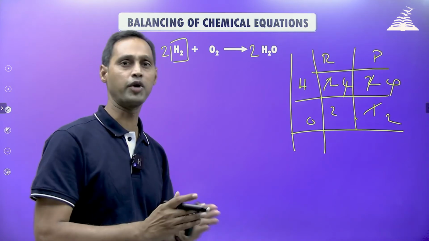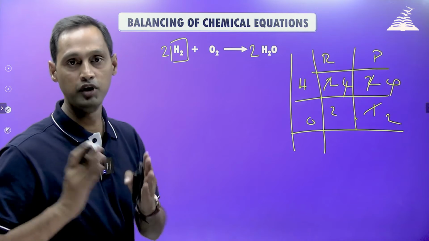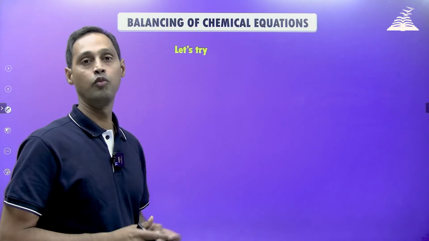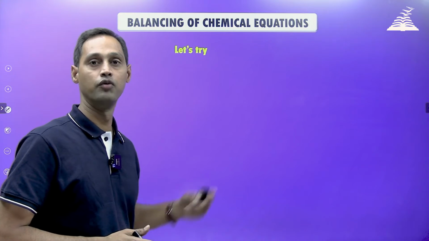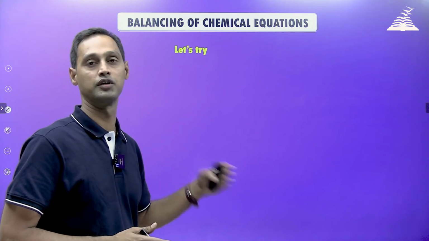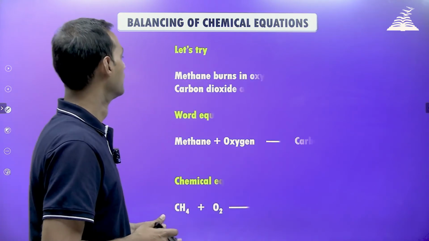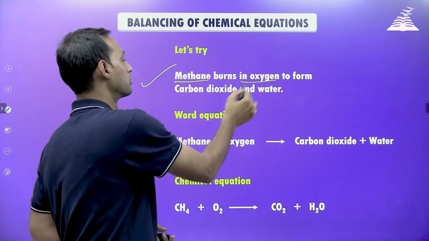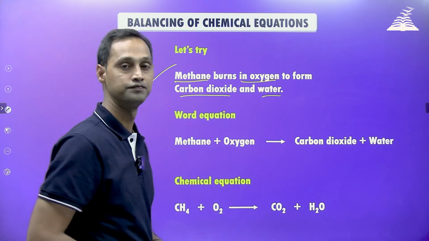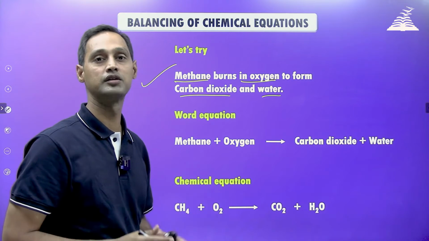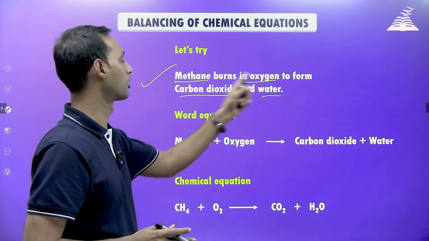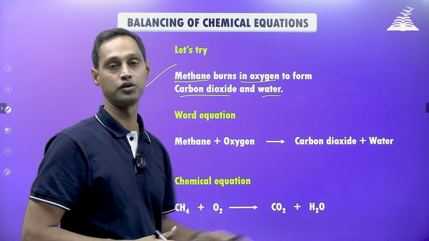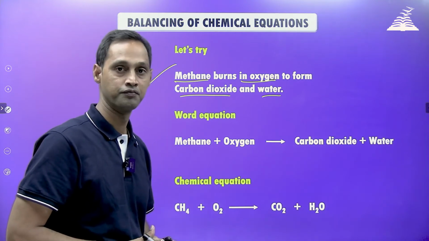Okay, we'll take more practice so that you will be comfortable in balancing chemical equations, right? See, we will consider one more chemical reaction, and we will write the word equation and chemical equation, and then we will balance it, right? So the reaction we are considering is methane burns with oxygen to form carbon dioxide and water. So what are the reactants in this chemical reaction? Methane and oxygen are reactants, and carbon dioxide and water are the products, the new substances formed, right?